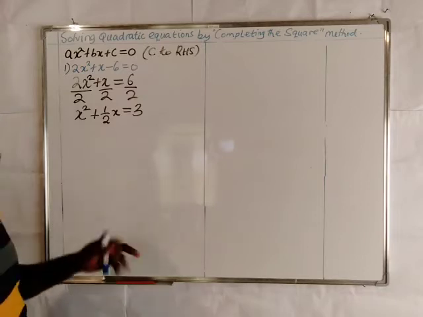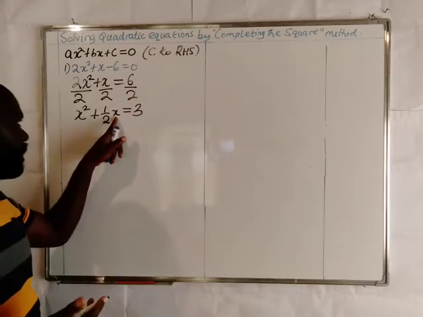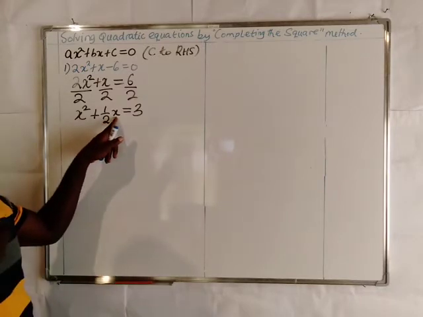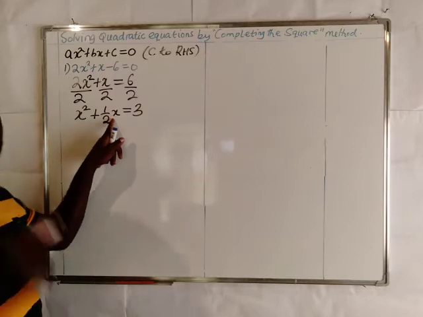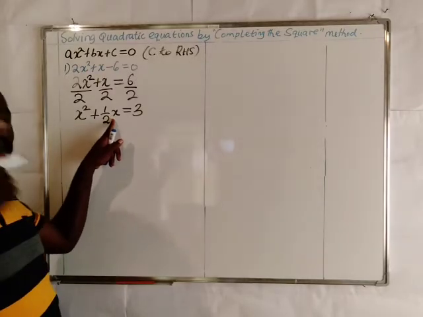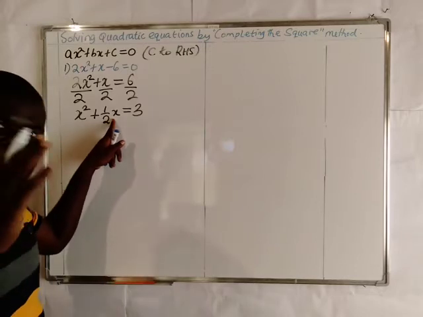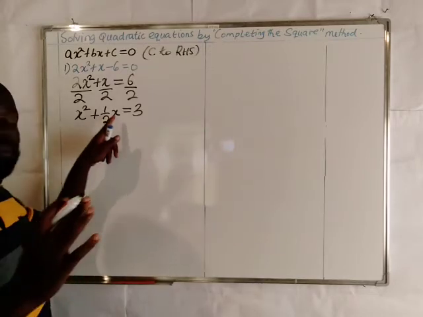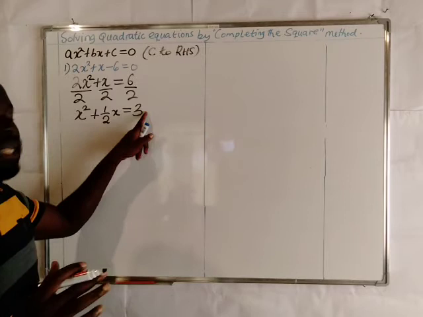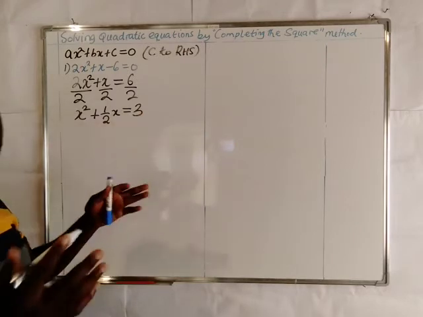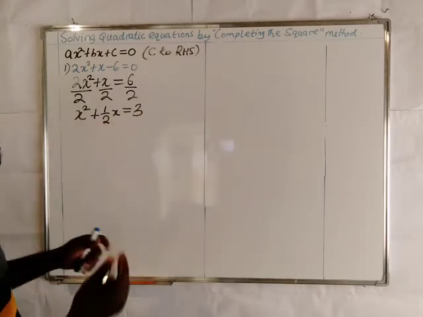So let's get half of the coefficient of x. The coefficient of x is 1 over 2. Half of 1 over 2 is 1 over 4. We square 1 over 4, we get 1 over 16. So we add to both the left hand side and the right hand side. That process is what we call completing the square. So let us complete the square at this point.